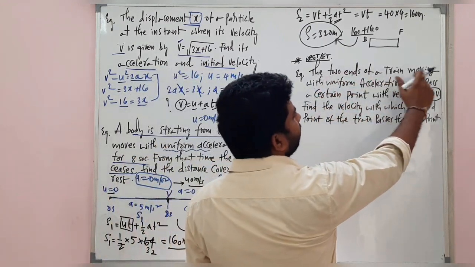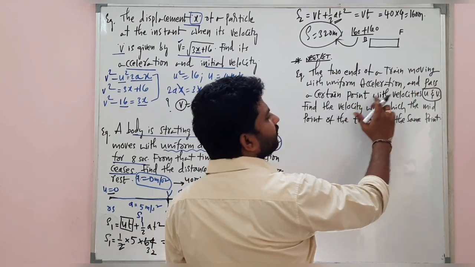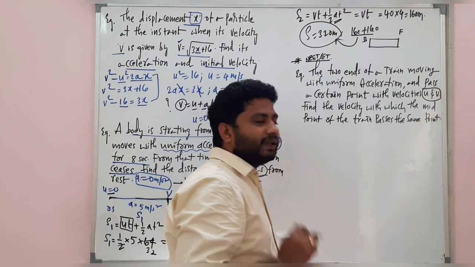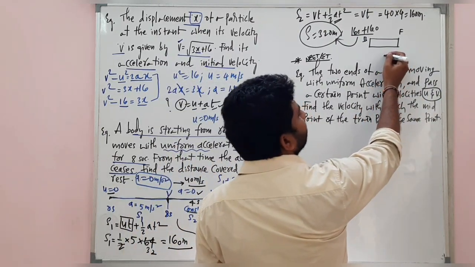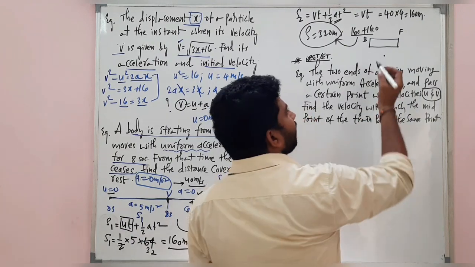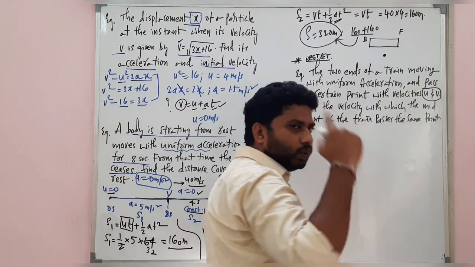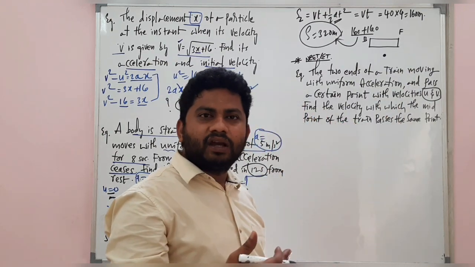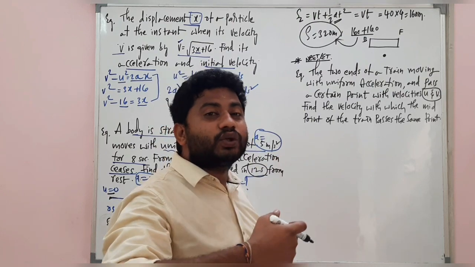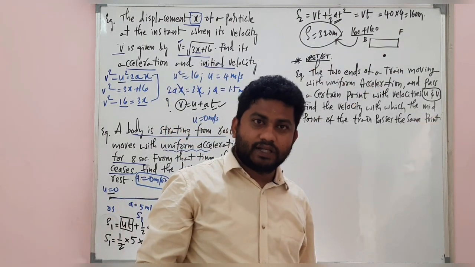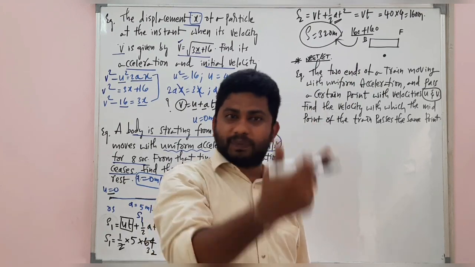The two ends of a train, moving with uniform acceleration, pass a certain point with velocities u and v. There is a point here, look at here. The front end will pass this with a speed u, the back end will pass this with a speed v, because the train is moving with uniform acceleration. Speed is increasing. Uniform acceleration means it is increasing its speed.